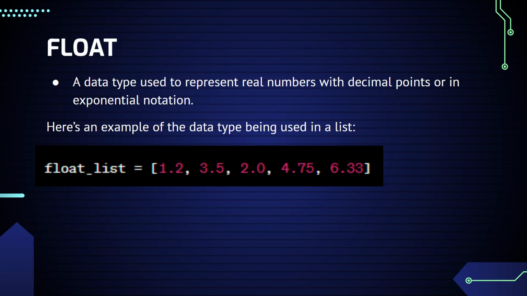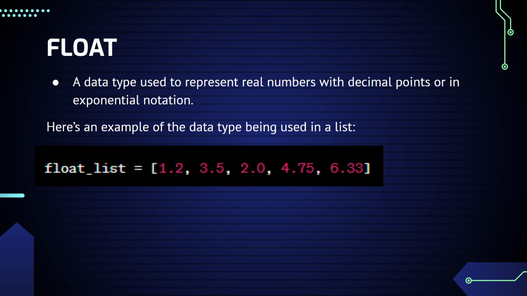Next, we have a float. A float is a data type used to represent real numbers with decimal points or an exponential notation. In Python, we do use decimal points. Here's an example of the data type being used in a list. We have a list named float list, and it encompasses these different values inside, all of which have decimal points.